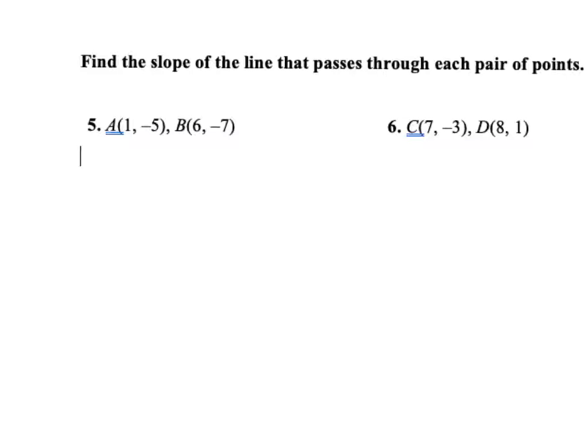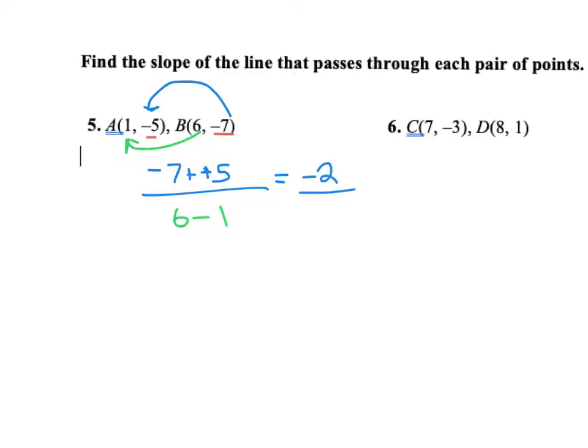So let's do this. I'm going to use my slope formula of y2 minus y1 over x2 minus x1. So negative 7 minus negative 5 is my numerator. Those are my y's, change in y. And my denominator is going to be my change in x, or 6 minus 1. Now remember that when you're subtracting, that's the same as adding the opposite. So negative 7 plus 5 is negative 2. 6 minus 1 is 5. So my slope is negative 2 over 5, meaning that I go down 2, right 5, to get from one point to the next.